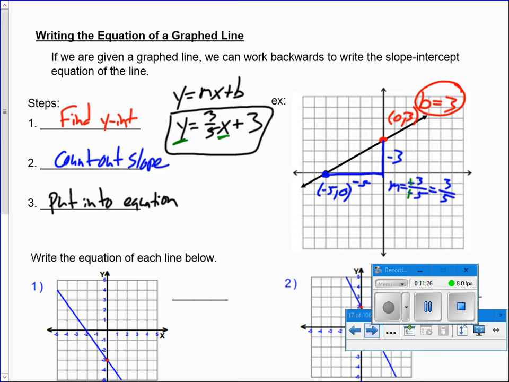So there are some more problems down below here where you can practice doing this the other way. So you're taking the graph and you're writing the equation. On the back of this sheet will be your homework for tonight, where again you're doing both kinds of problems. So looking at the graph line and writing the equation, looking at the equation and graphing the line.